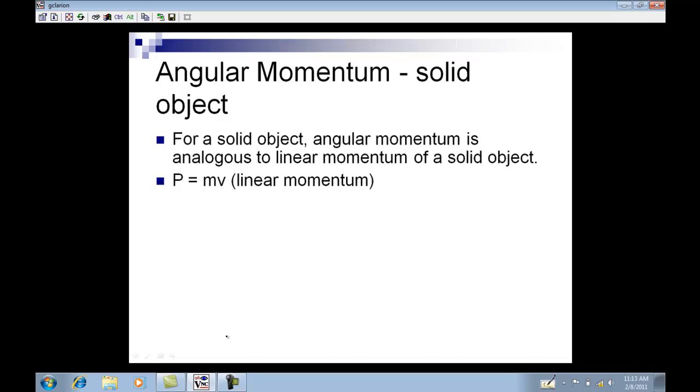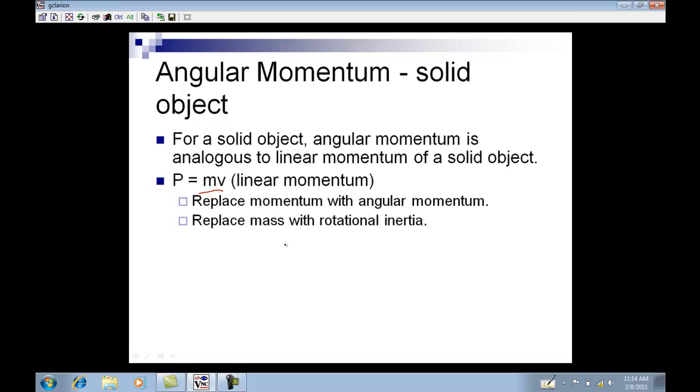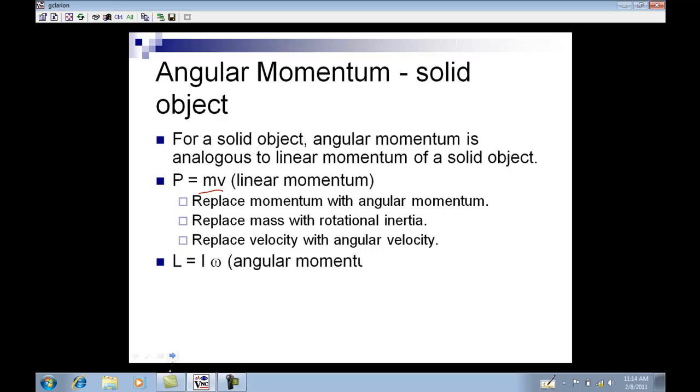Remember, to calculate linear momentum, we literally just take the mass times velocity of that object. Now, what we're going to do with angular momentum is replace momentum with angular momentum, and then replace the mass with a rotational inertia. I think this might go on your analog sheet, if you haven't already plugged stuff in. And we'll replace velocity with angular velocity. And that'll be our angular momentum equation.